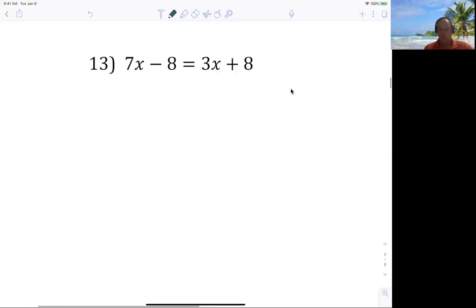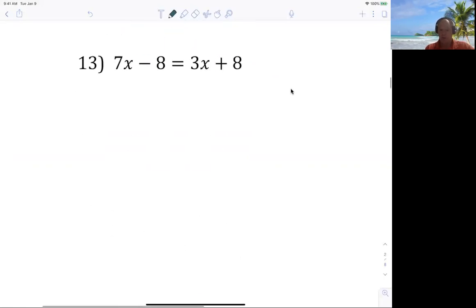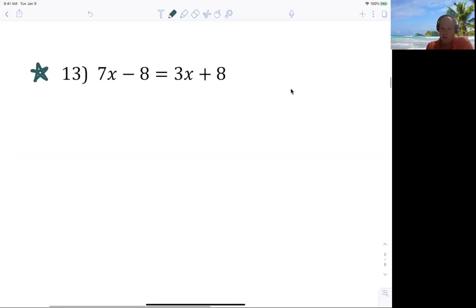All right, now we start with a new type of problem. All right, so everybody's got to listen carefully. Here, notice we have variables on the right, variables on the left, numbers on the right, numbers on the left. So what I tell kids is that we're going to try to group them so the variables are always on the left and the numbers are on the right.